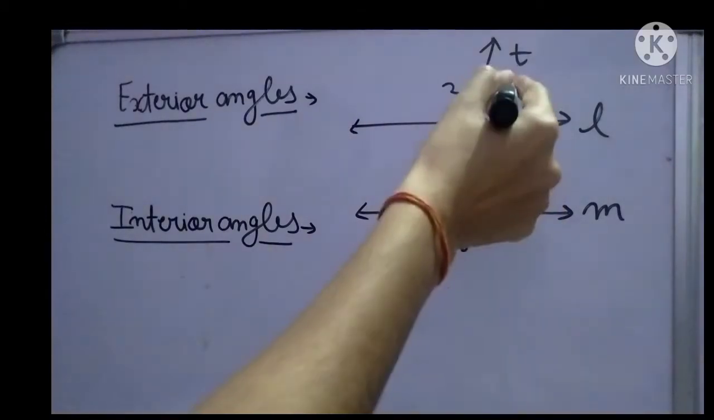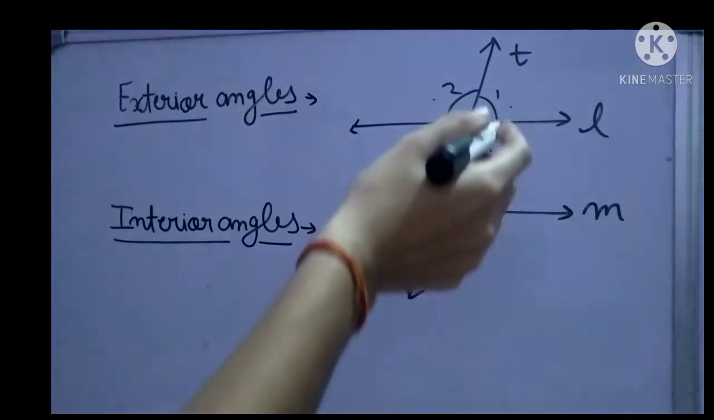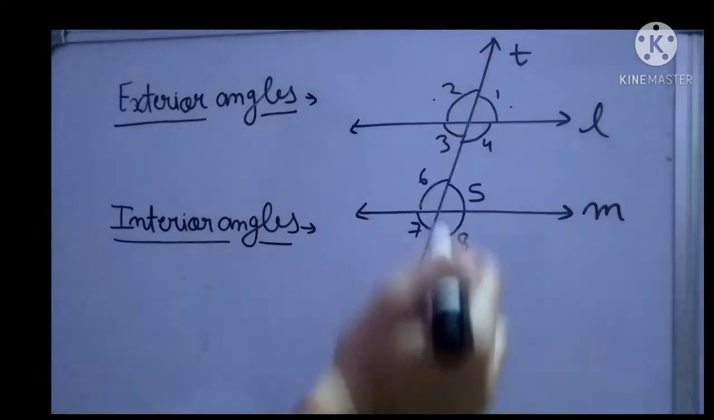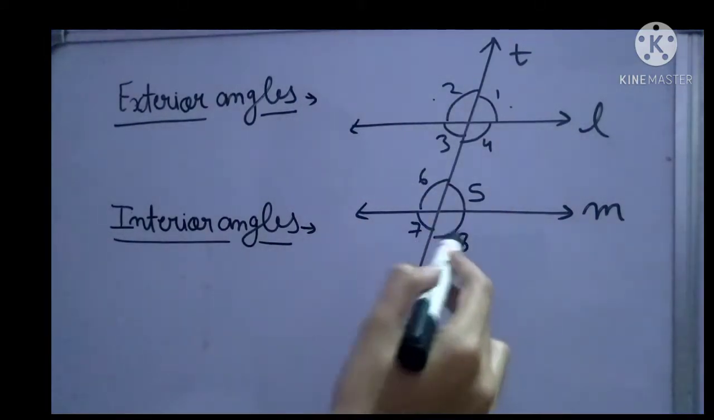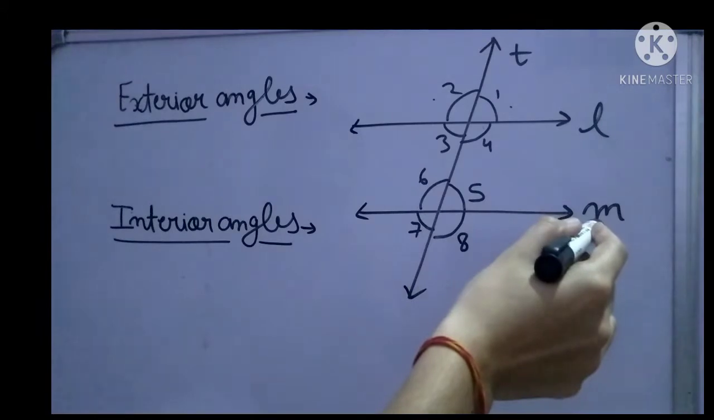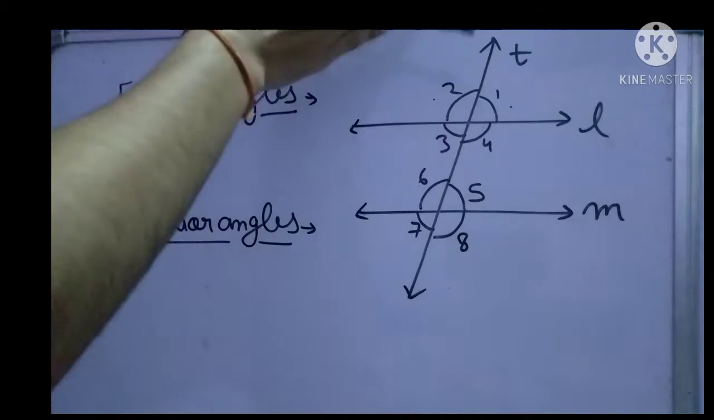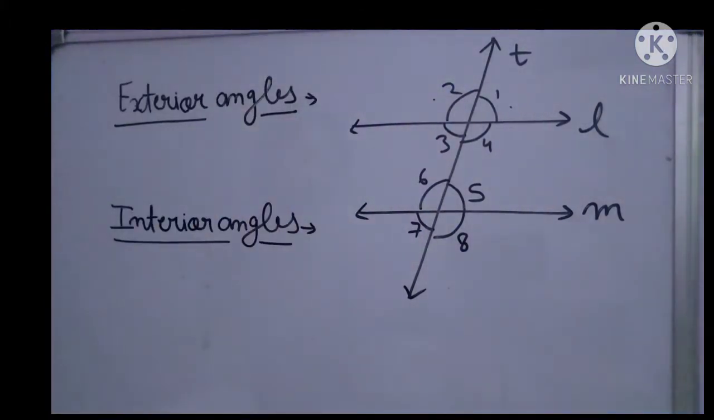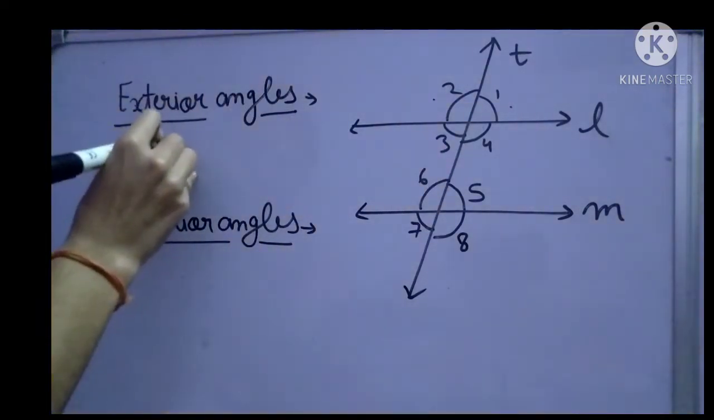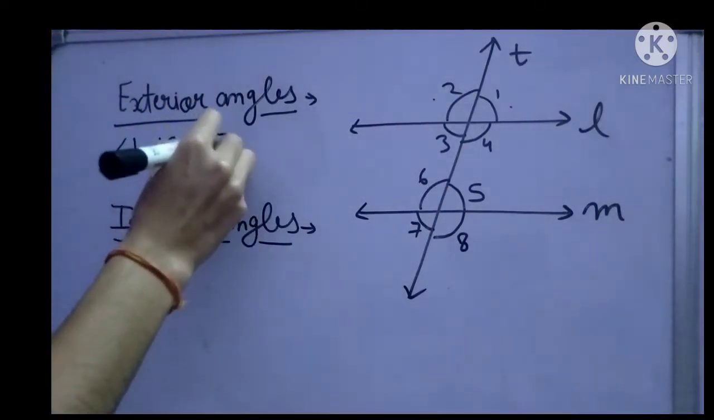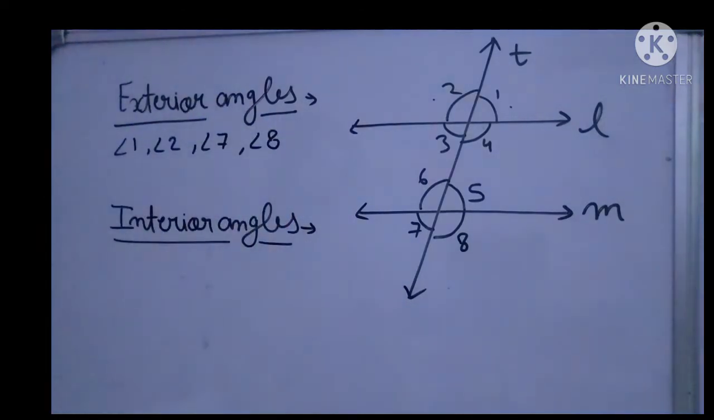See in this figure, angle 1 and angle 2 lie in the exterior region of this line L. Angle 7 and angle 8 lie in the exterior region of line M. This is your exterior region, this is also your exterior region. So these angles are called exterior angles. So the exterior angles are angle 1, angle 2, angle 7 and angle 8.